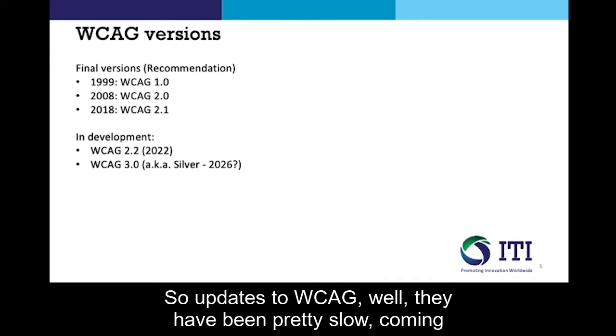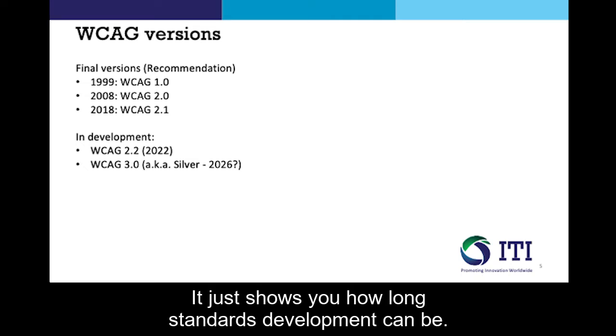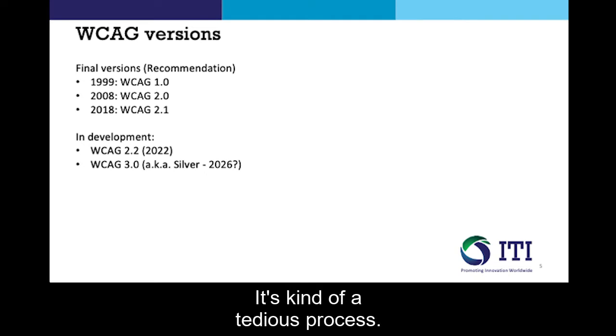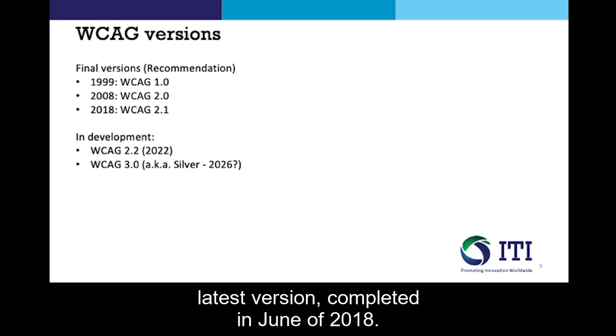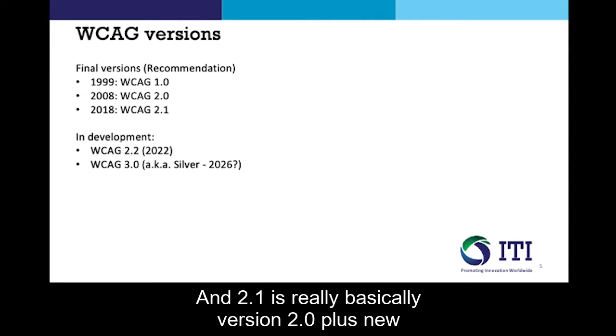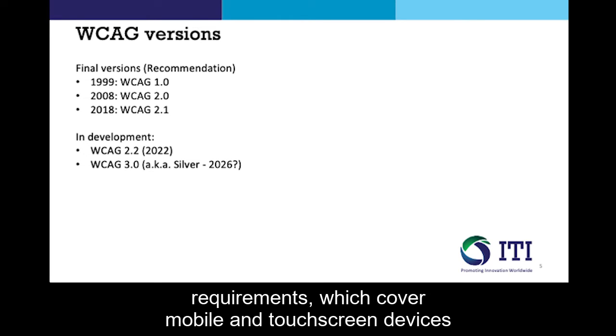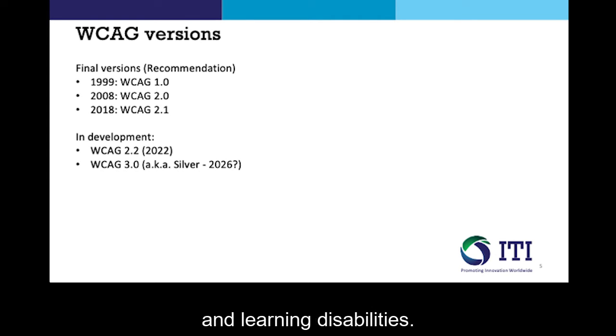So updates to WCAG have been pretty slow, coming about every 9 to 10 years. It just shows you how long standards development can be. It's kind of a tedious process. WCAG 1 came out in 1999, WCAG 2 in 2008, and 2.1 is the latest version, completed in June of 2018. Most regulations worldwide use either WCAG 2 or 2.1, and 2.1 is basically version 2.0 plus new requirements, which cover mobile and touchscreen devices, as well as requirements that better address the user needs of people with low vision and cognitive and learning disabilities.